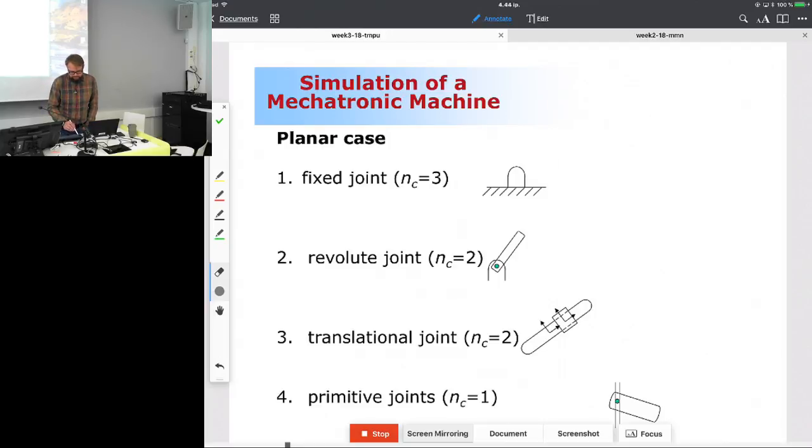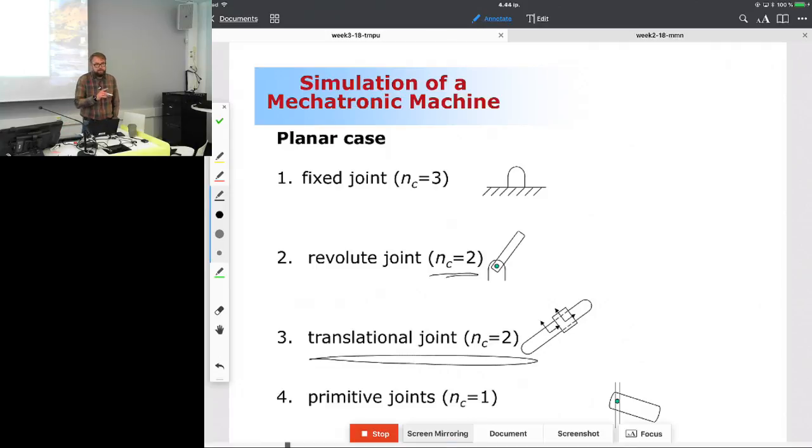So if you have a fixed joint, you need 3 constraint equations to describe it, because then the body cannot move. You have to eliminate the rotation and the translation in 2 different directions. So that's 3 constraint equations. Then the revolute joint, which we already learned, needs 2 constraint equations to be modeled. The translational joint also needs 2 constraint equations. What are the equations? I will explain that to you a little later today.